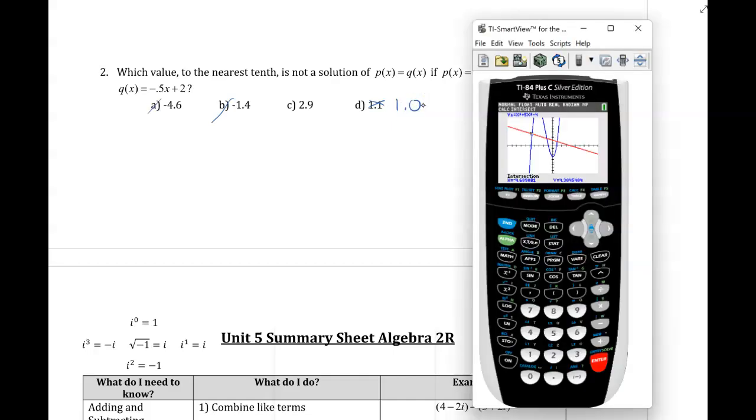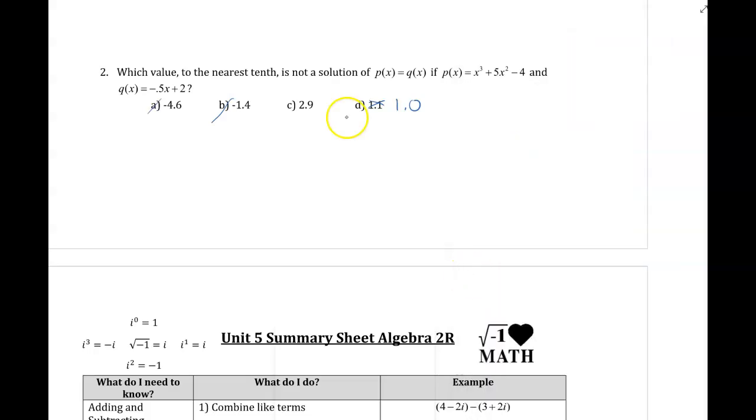So now if I bring back my calculator again, do second trace, option 5, and then scroll all the way over to that last value. And then enter 3 times. Enter, enter, enter. And that's going to round up to 1.0. So it's not that one. There's my answer. That's it.